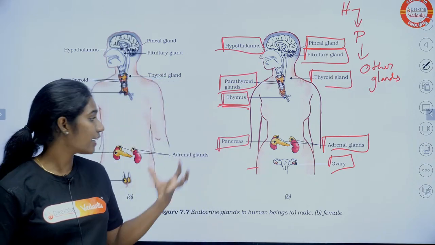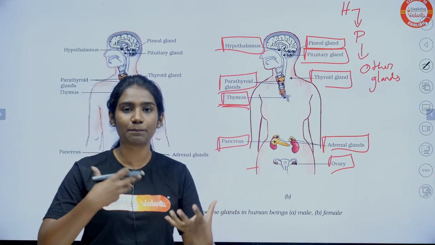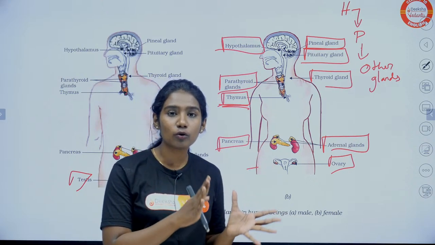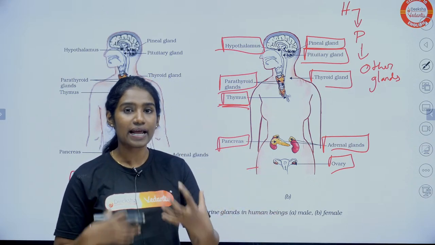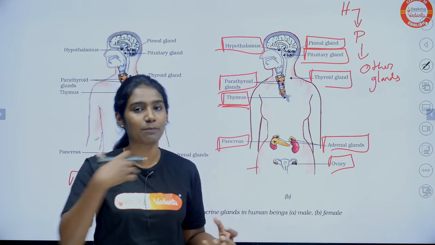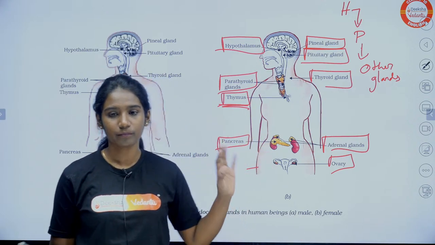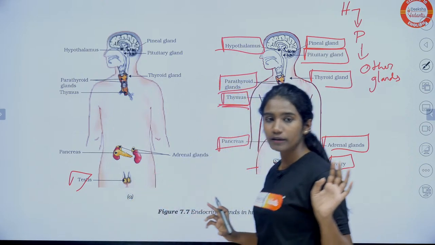What it does is, it increases the speed, it increases your blood pressure, and immediately it will make the stored glucose available so that we get energy to immediately escape from that particular place so that you can react. It will increase the speed. Okay, clear with this, students?